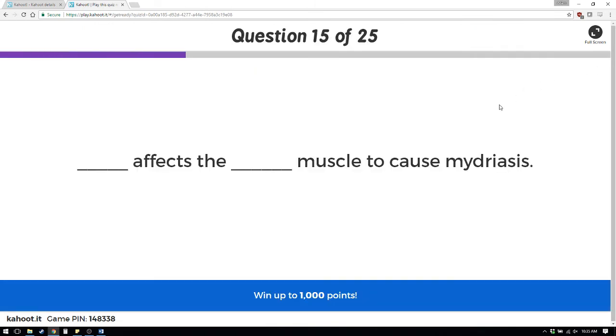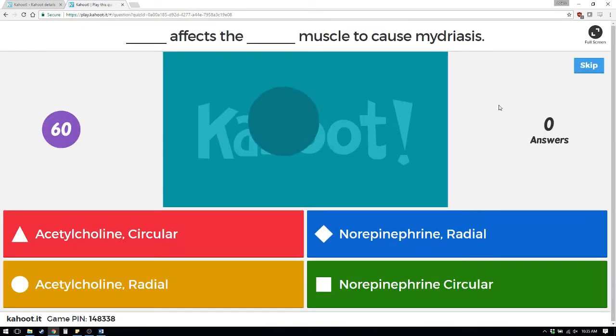Blank affects the blank muscle to cause mydriasis. Could be acetylcholine, norepinephrine, and does it affect the circular or the radial muscles to cause mydriasis?